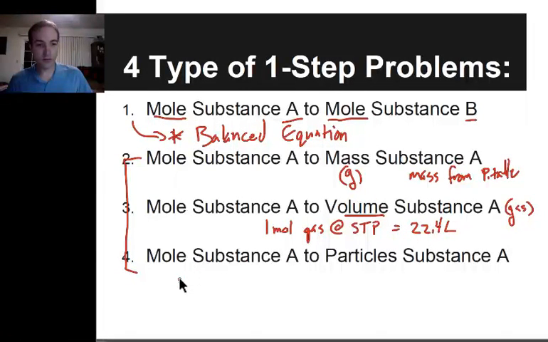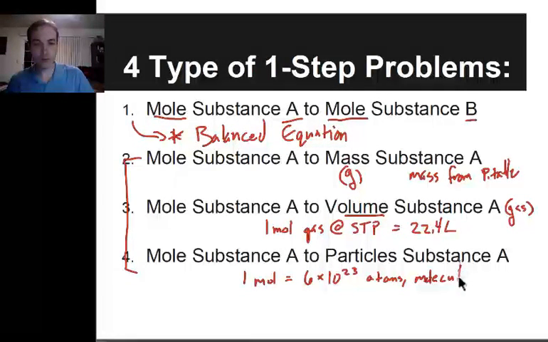And then finally, for the last type of one-step problem, this would be going from moles of substance A to particles of substance A. And that's using the equality of 1 mole is equal to 6 times 10 to the 23rd, and it would be whatever particles you're counting. So it could be atoms, or it could be molecules, or it could be formula units, or FUs, whatever you want to call them, etc.